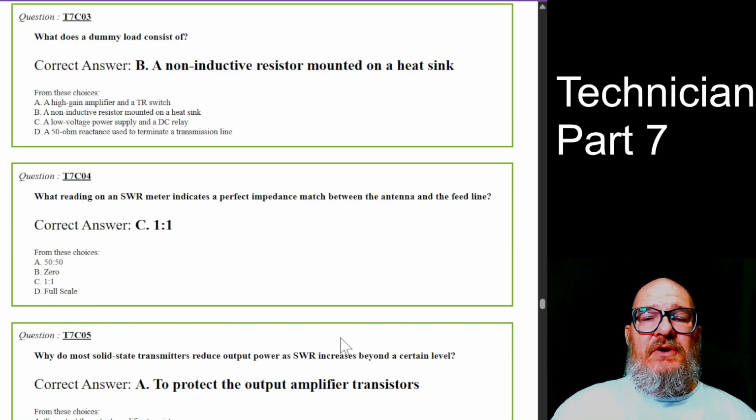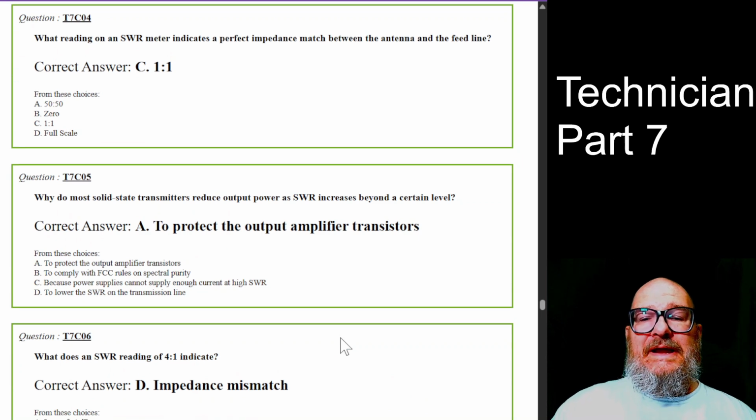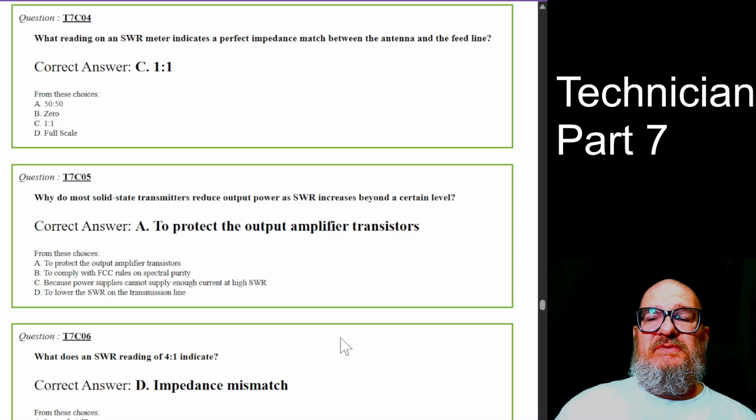What does a dummy load consist of? A non-inductive resistor mounted on a heatsink. We just talked about that. There it is again. What reading on an SWR or standing wave ratio meter indicates a perfect impedance match between the antenna and the feed line? And the answer is C, a 1-to-1. You want to have an equal match, 1-to-1.